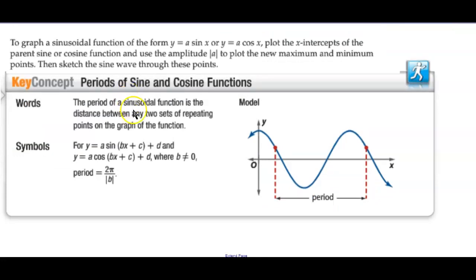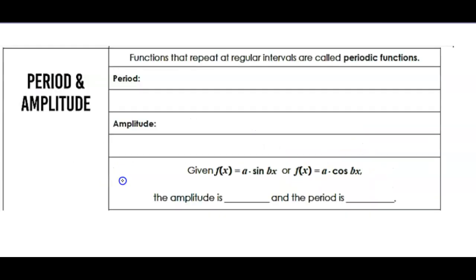The period of any sinusoidal function is the distance between two sets of repeating points. So you can start here as long as you go all the way down past that spot, and then when you get to that spot again, where it would start that over again. So one period is measured anywhere along there. Now, the period of this transformed function is 2 pi divided by whatever that b value is, and we'll talk about that in a minute. It is a reciprocal relationship, or called an inverse relationship.